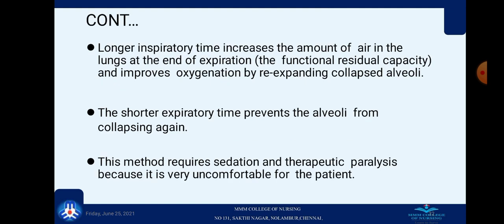Longer inspiratory time increases the amount of air in the lung at the end of expiration. So the functional residual capacity increases and improves oxygenation by re-expanding collapsed alveoli. The shorter expiratory time prevents the alveoli from collapsing again. This method requires sedation and therapeutic paralysis because it is very uncomfortable for the patient.